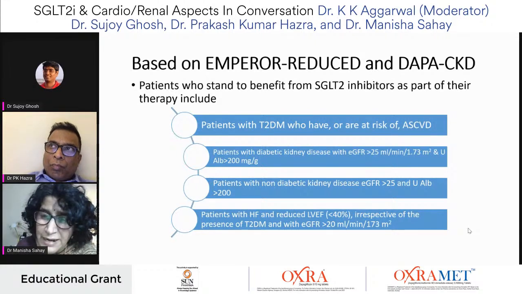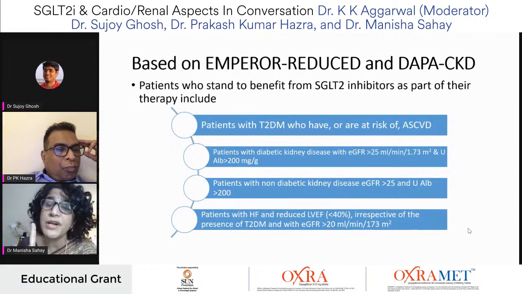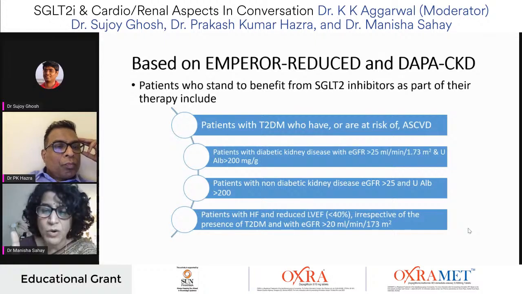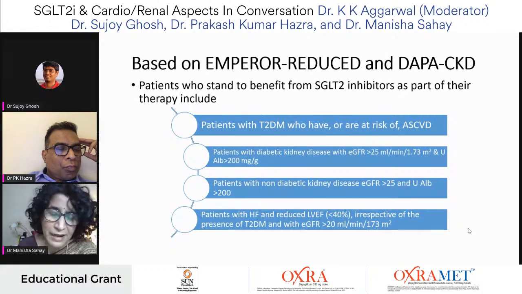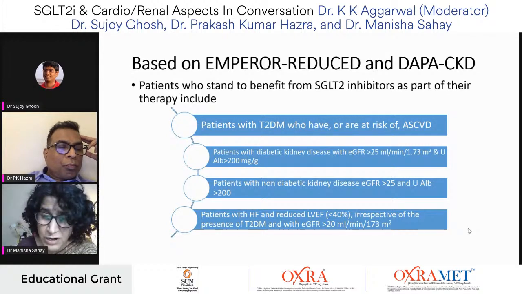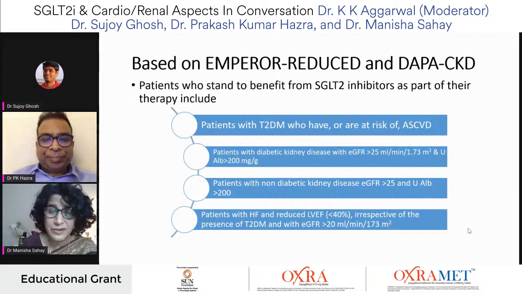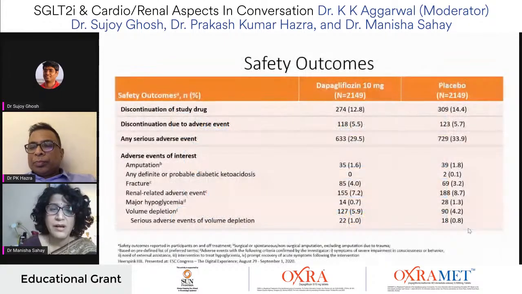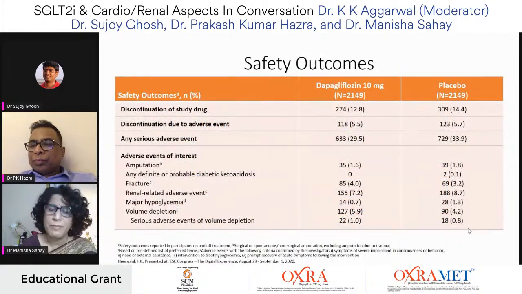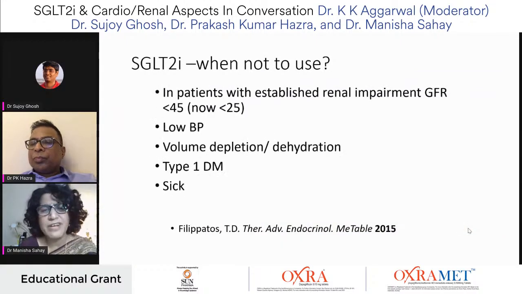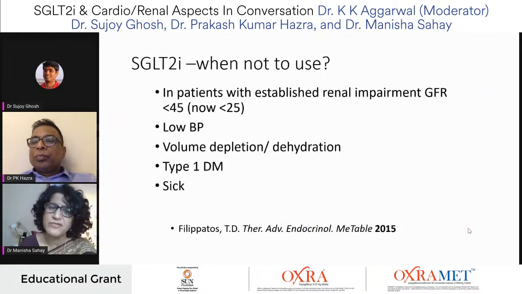About non-diabetic kidney disease with CKD, with renal disease, again add this drug. And this specially holds true for Dapa, because with Dapa alone we have evidence for non-diabetic kidney disease. And heart failure, as has been alluded to by my previous speakers, this drug has to be used in heart failure with reduced ejection fraction. Safety outcomes of Dapagliflozin: quite safe, no major side effects. And we should know when not to use them, which we all know.